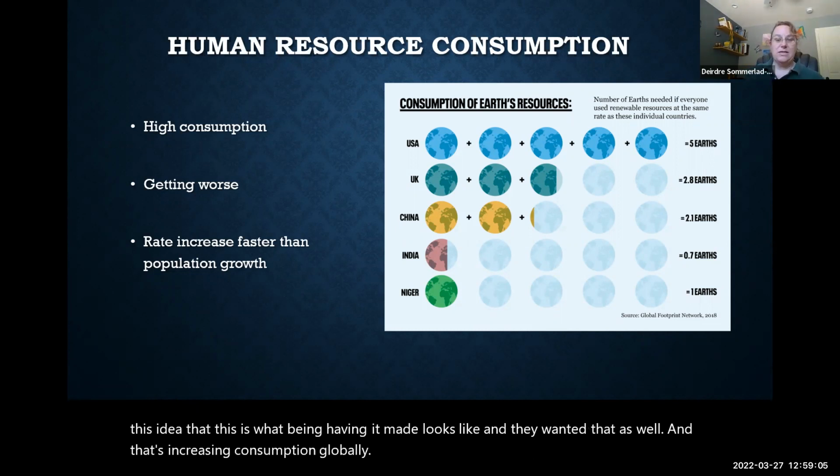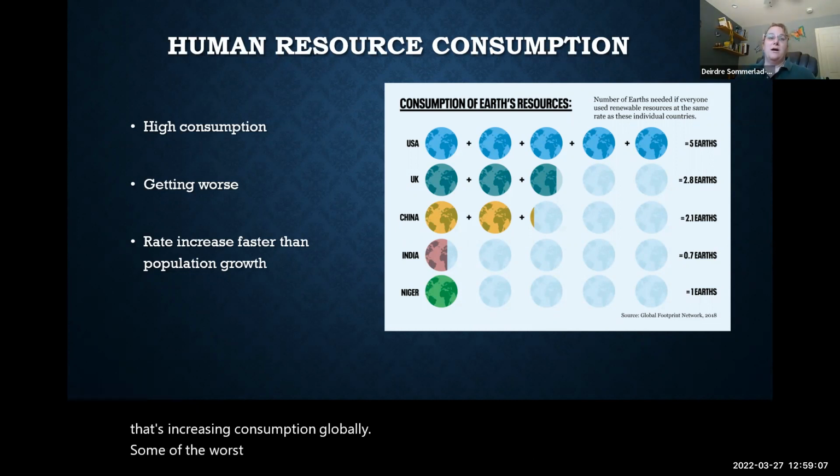Some of the worst industries are fashion. We have this idea of fast fashion, and that clothes just don't last as long.